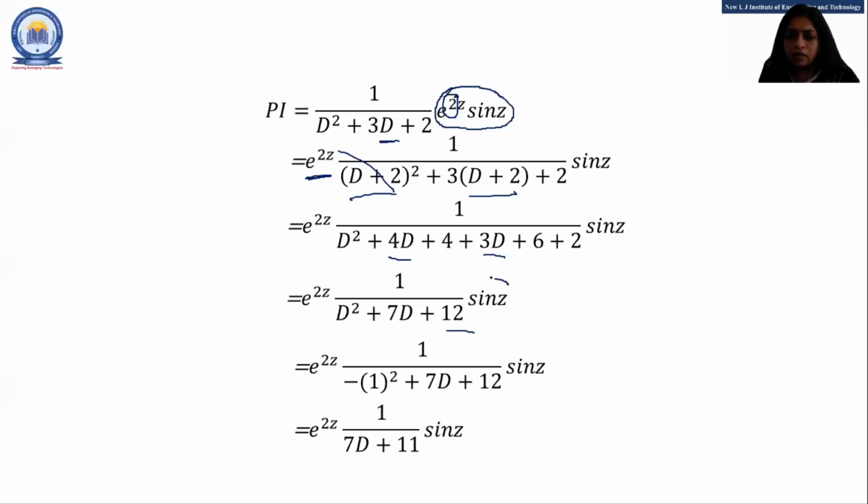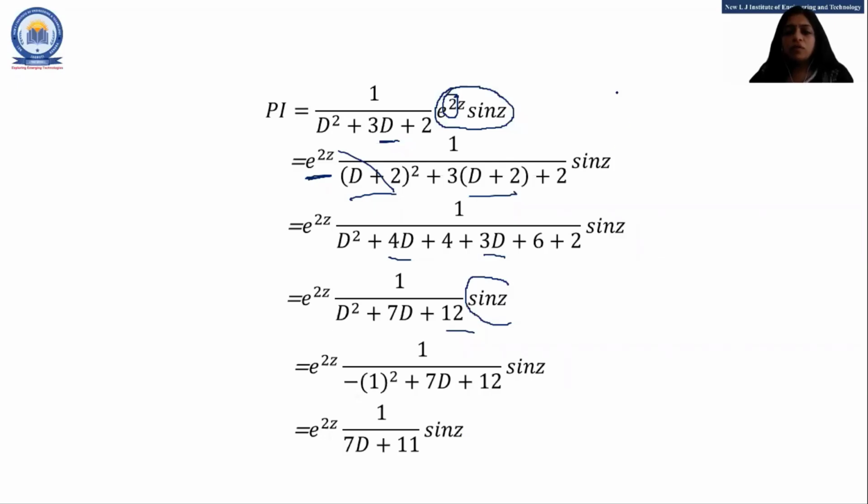Now, sin z, so this is about case 2 of PI, right? And as per case 2, I have to put multiple of z in the D square of D only and put minus sign before that, right? So this one is here minus 1 square plus 7D plus 12 into sin z. So after simplification, what is that? 1 upon 7D plus 11 into sin z.